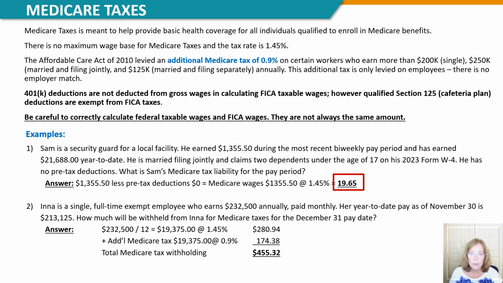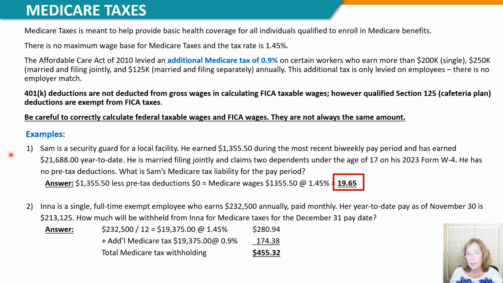Eligible Medicare wages are gross pay less pre-tax deductions such as Section 125 deductions for health insurance. Just a reminder that the 401k deduction is not allowed as a deduction in calculation of eligible wages for FICA taxes. Here are some examples for the calculation of Medicare taxes.